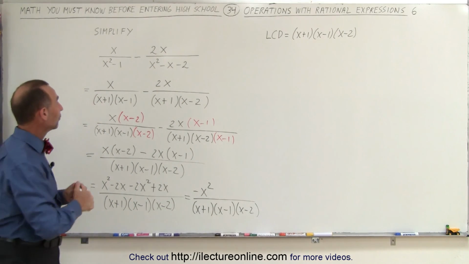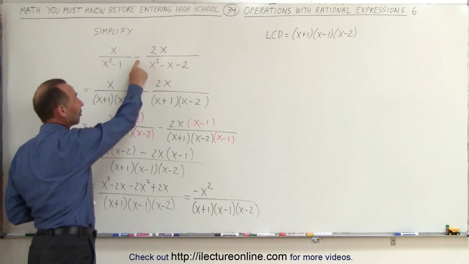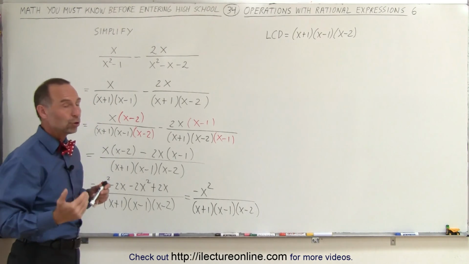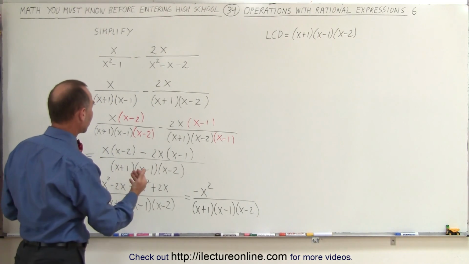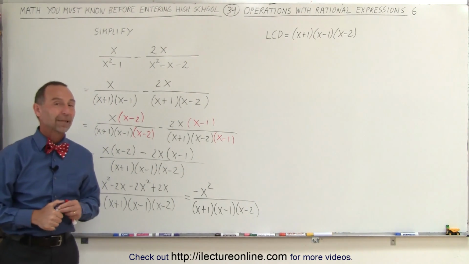Again, notice if the denominators are not the same and you have to add or subtract these expressions, then you have to make the denominator common. You do that by multiplying each fraction or each expression by the missing part of the lowest common denominator. And that's how it's done.